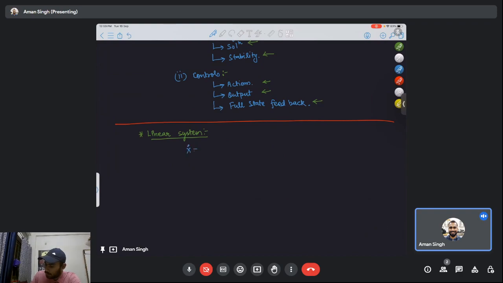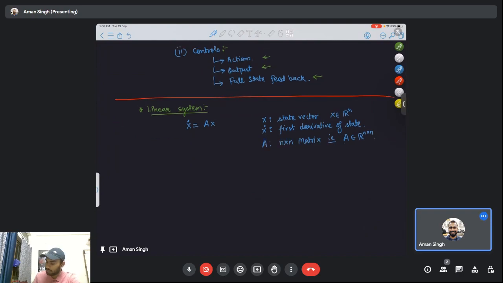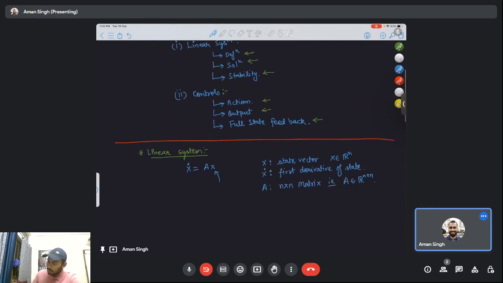A linear system is of the form x dot is equal to Ax, where x is the state vector and it belongs to R^n. x dot is the first derivative of state, and A is an n cross n matrix, A belongs to R^(n cross n). The reason why it is called a linear system is because the relation between state and its rate of change, or its first derivative, is a linear combination. So there is a linear relation between the state and its first derivative. So that is why it is called a linear system.